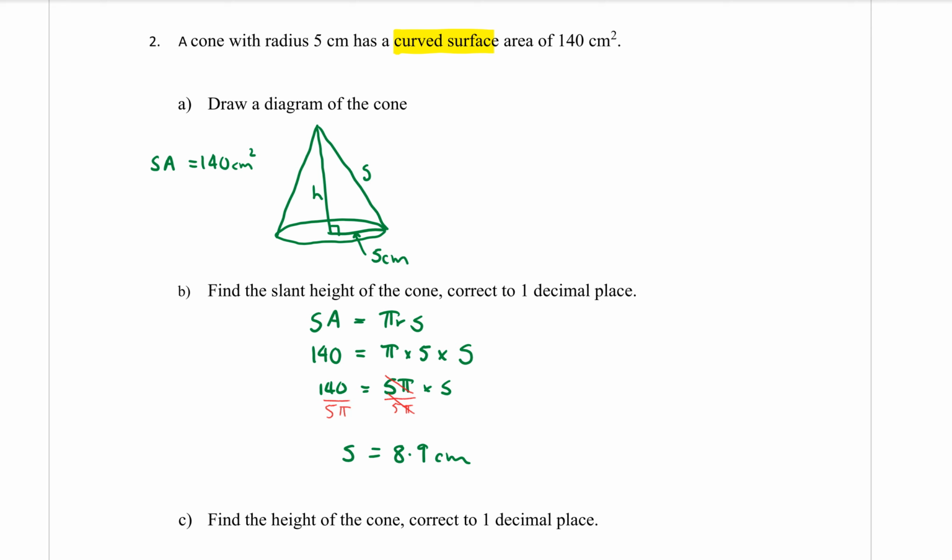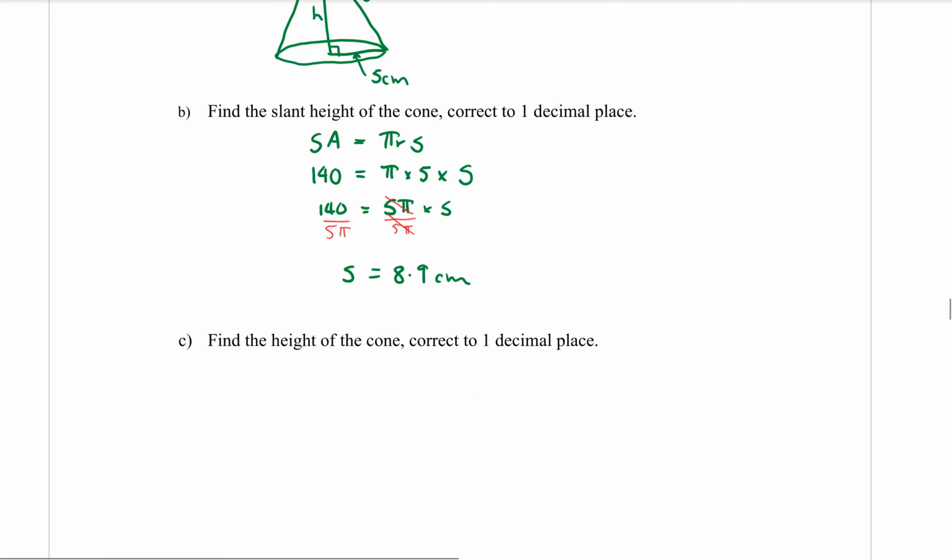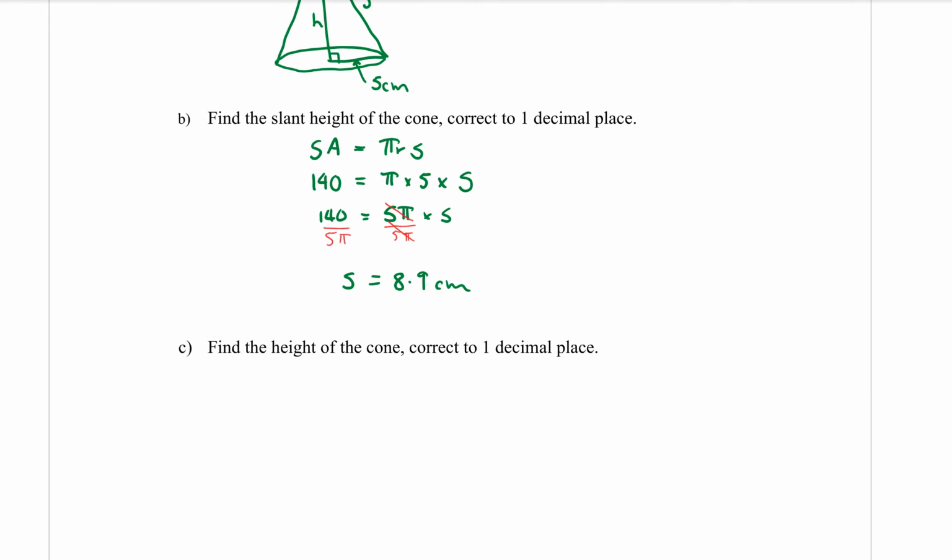Part C. One last bit says find the height of the cone to 1 decimal place. That's the perpendicular height. That's that one that's actually h. Okay? Now this would be setting you up to then maybe you can go and find volume to use that little h. We're not going to go that far yet. We just need to find a little h.